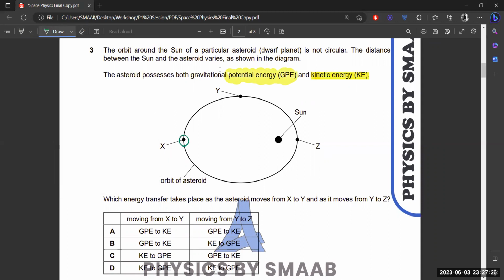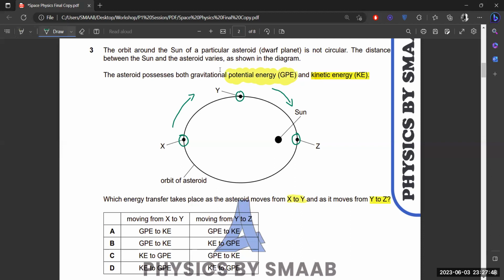So again, we can see x, y, z. The rotation is anti-clockwise because of alphabetical order x, y, z. Now we need to find out which energy transfer takes place as the asteroid moves from x to y and y to z. So basically, they are talking about between 2 points: x to y and y to z.